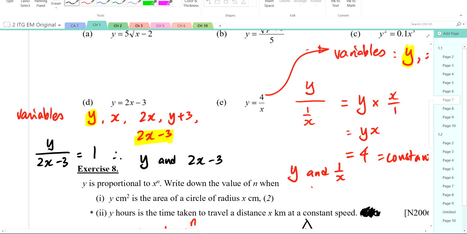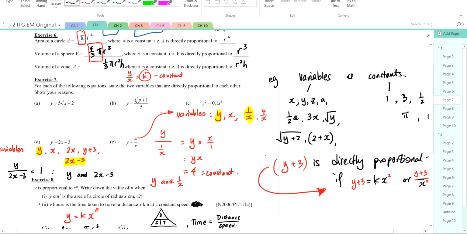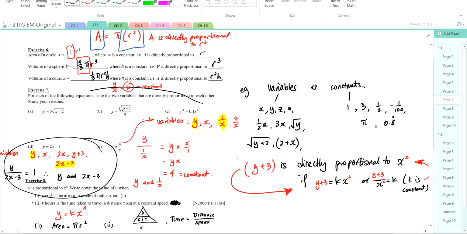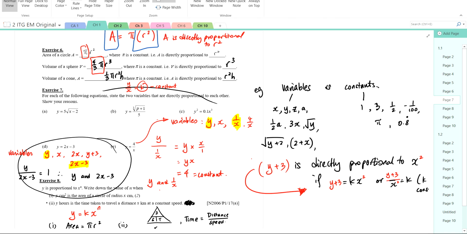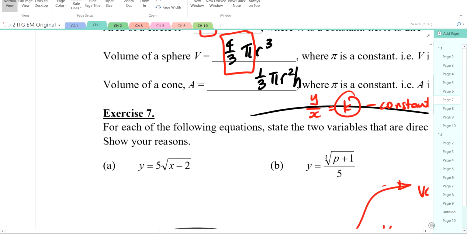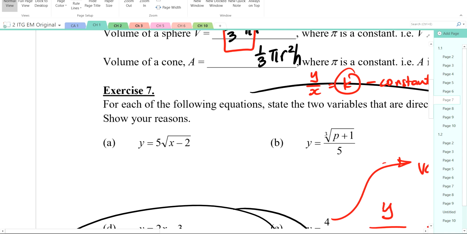Now I'm telling you that there is more than one answer. Using this approach, can you tell me an alternative answer for part A? Variables. Okay, let me tell you they are y and 5 root x minus 2. Can or not? Does this work? What is y divided by 5 square root x minus 2? 1. So they are directly proportional, right?